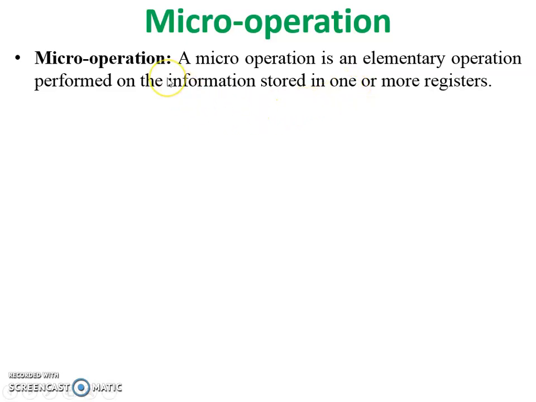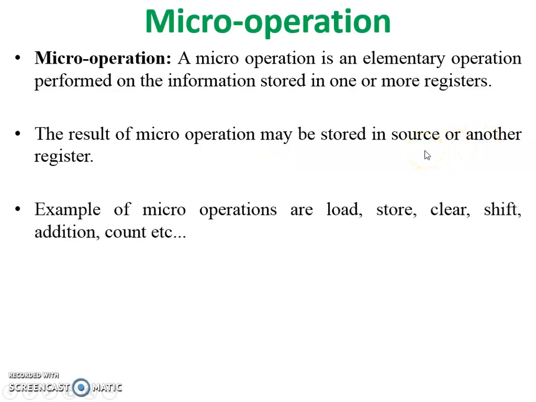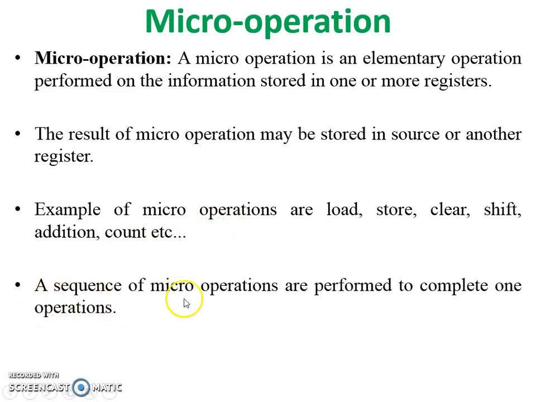There are four basic types of micro operation: register transfer micro operation, logical micro operation, shift micro operation, and arithmetic micro operation. From the definition of micro operation, the result may be stored in the source or another register. Another register is called the destination register. Examples of micro operations based on their types are load, store, clear, shift, addition, count, etc. And there are many more micro operations.